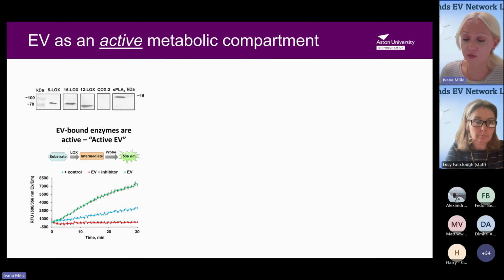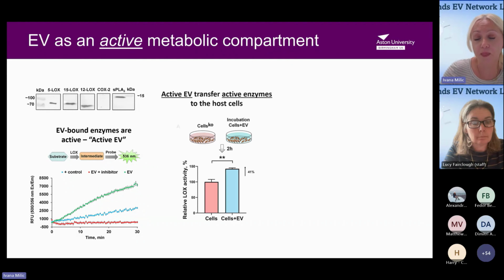And this was, I guess, the crucial point in our research. And from that point, we started calling these EVs active EVs, because of this discovery that we had.